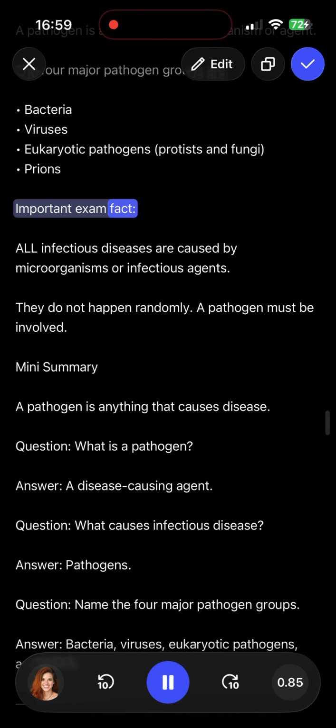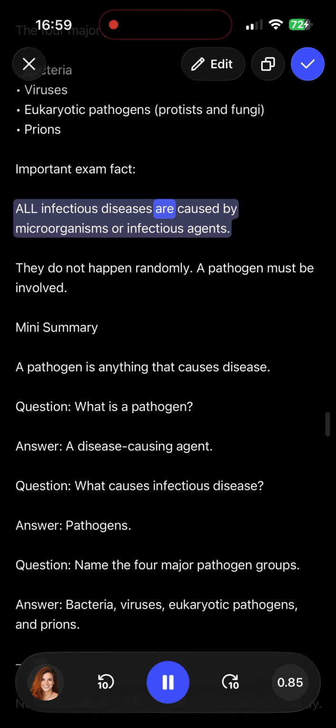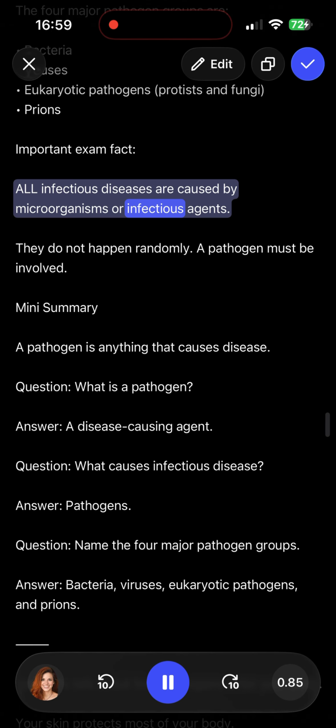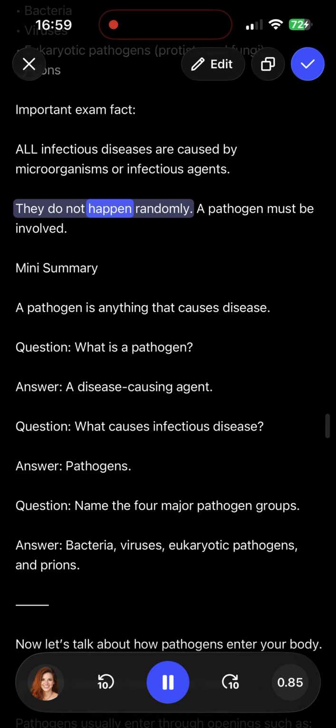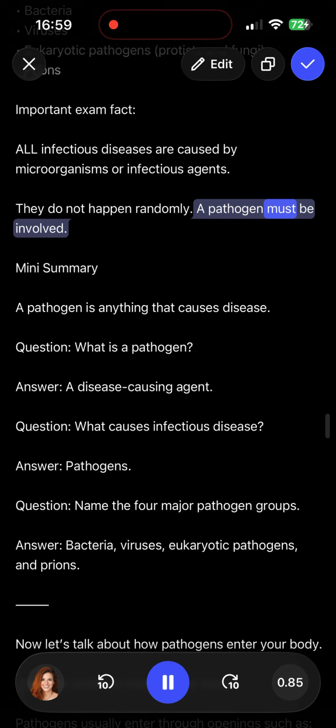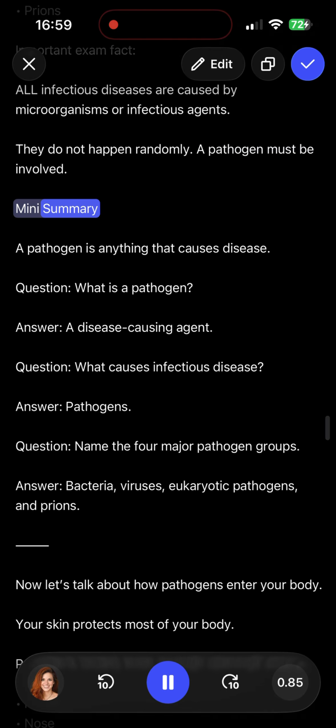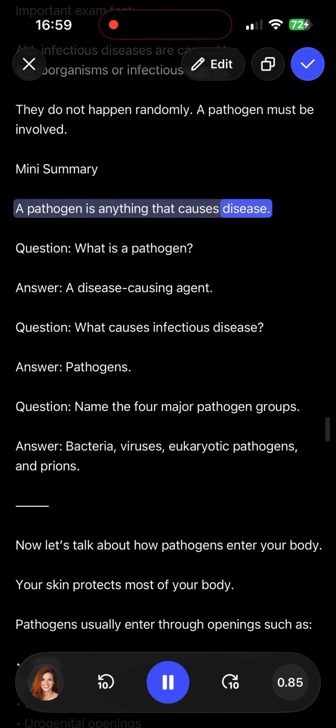Important exam fact: all infectious diseases are caused by microorganisms or infectious agents. They do not happen randomly. A pathogen must be involved. Mini summary. A pathogen is anything that causes disease.